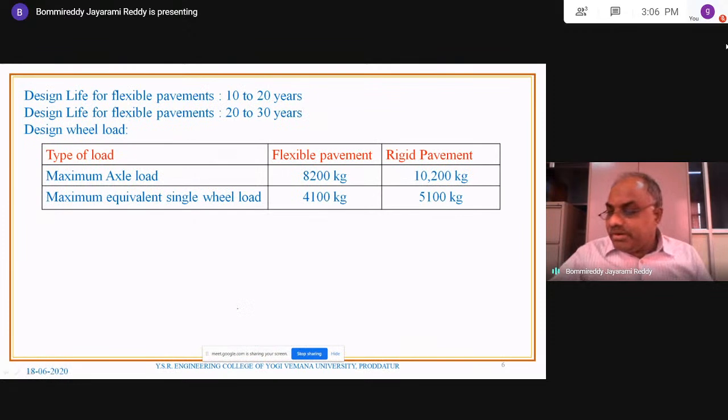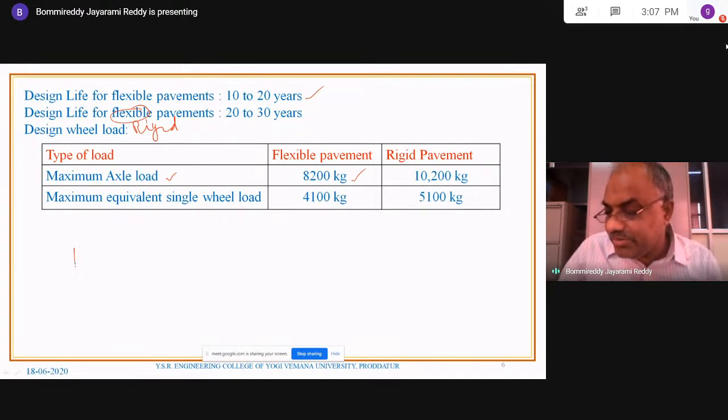Normally the design life for flexible pavements is 10 to 20 years, and for rigid pavements 20 to 30 years. It is the normal design life for the pavement structure. As for the type of loads, the maximum axial load normally considered in the case of flexible pavement is 8,200 kg, which is the standard axial load.